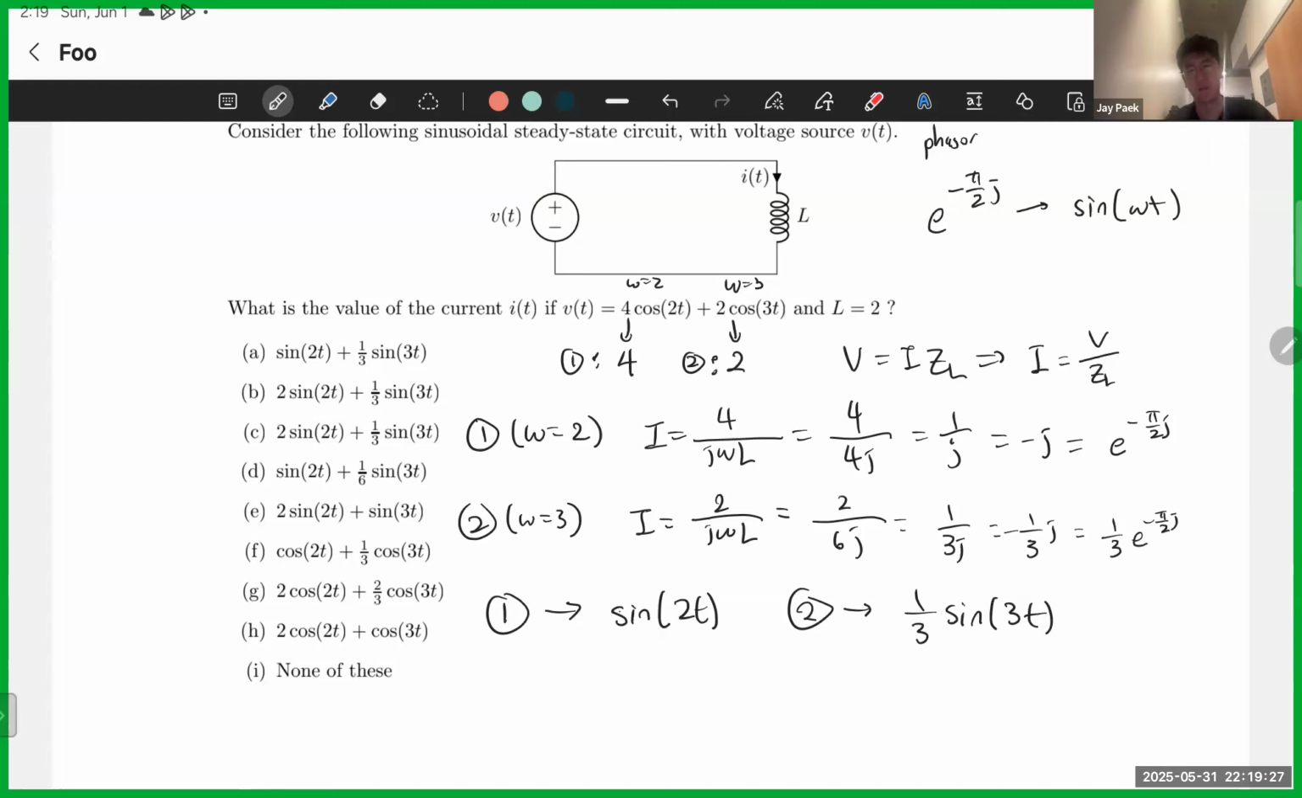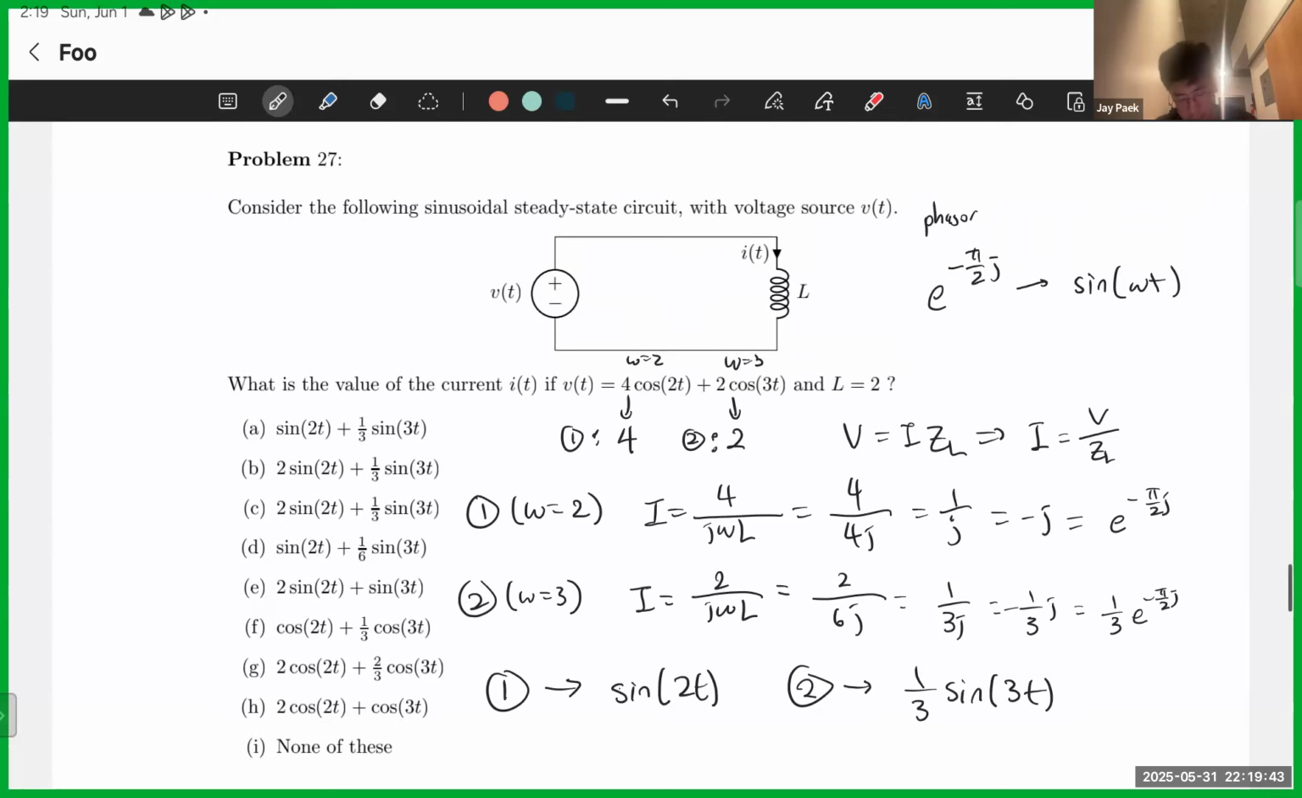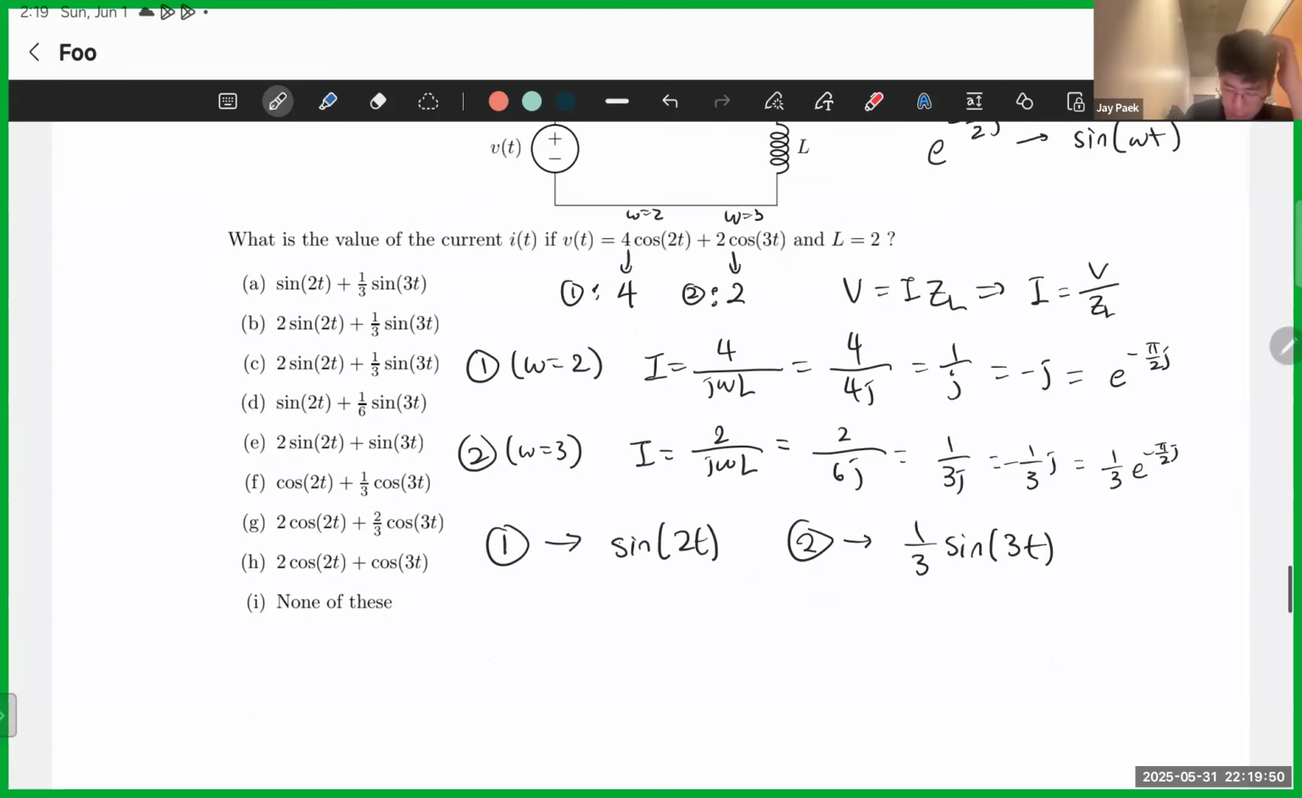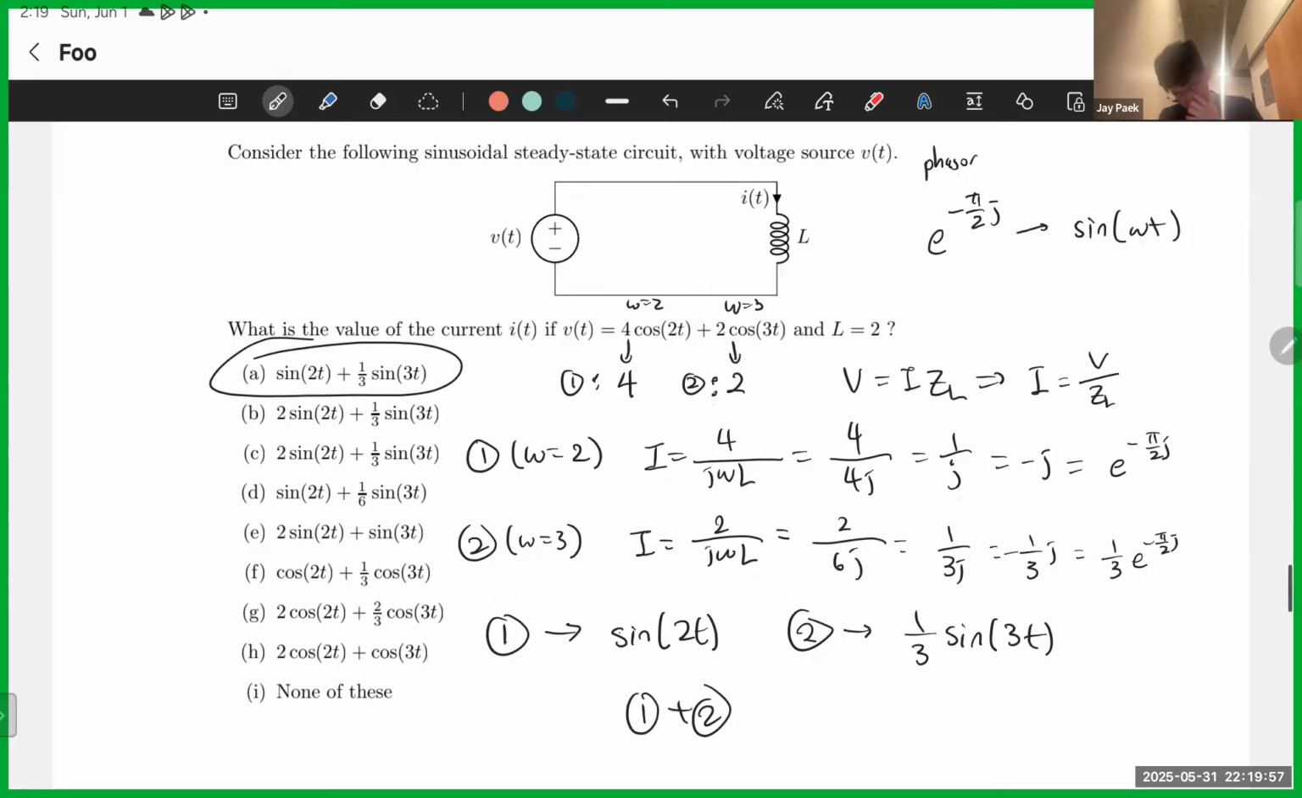Sorry, I still haven't solidified converting between sine and cosine because I never really found the need to just memorize how it works. But I like to do this kind of conversion, which helps out very nicely. And so all we just need to do is add 1 plus 2 together, and we obtain our answer. That is all. That's very weird.